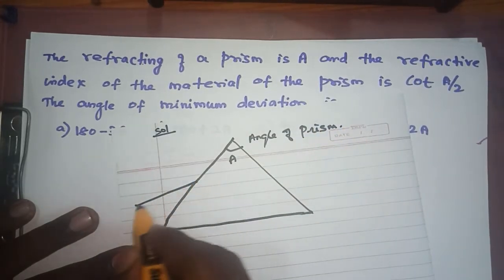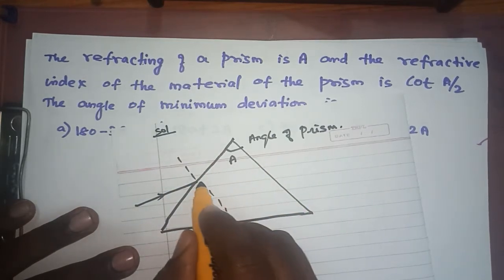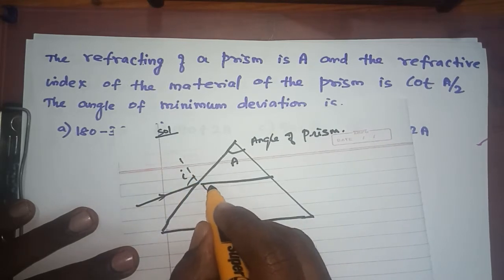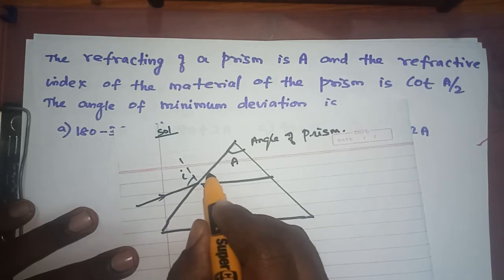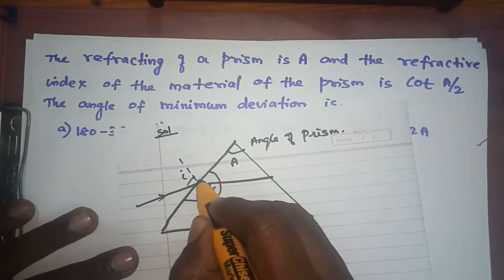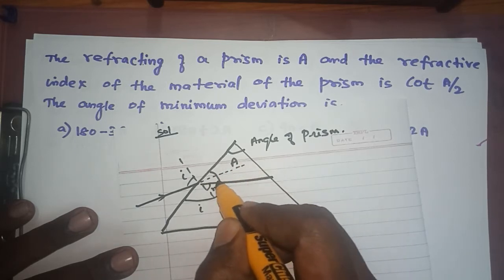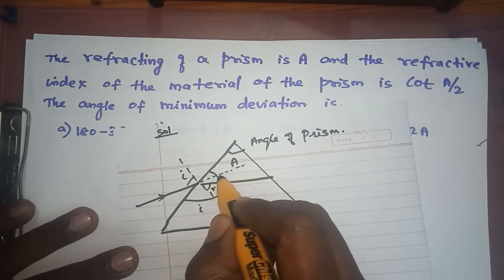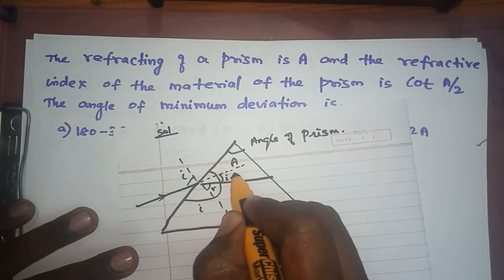Now if this incident ray falls on this face, and this is the normal to this face, this is the refracted ray, this is your angle of incidence I, and this is your angle of refraction R, right? The total angle will be your I. So this extended portion, this small portion, is your I minus R.